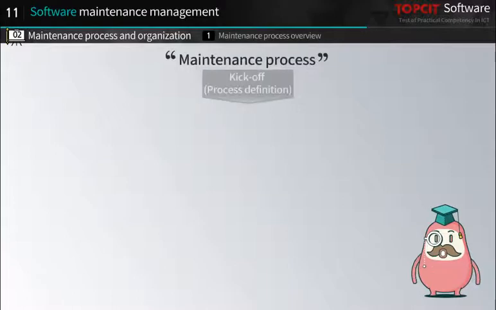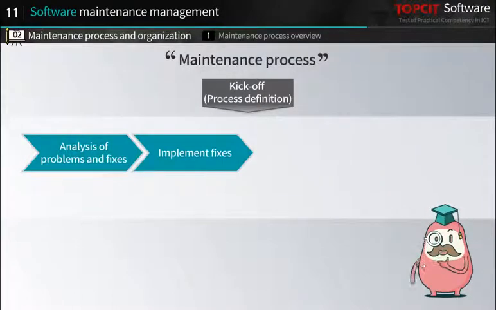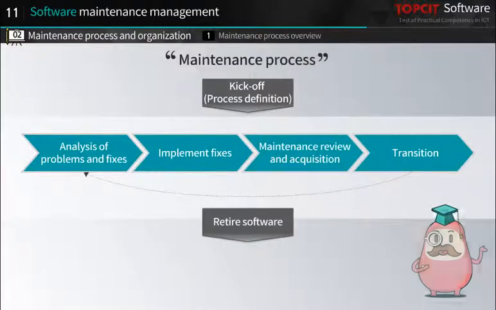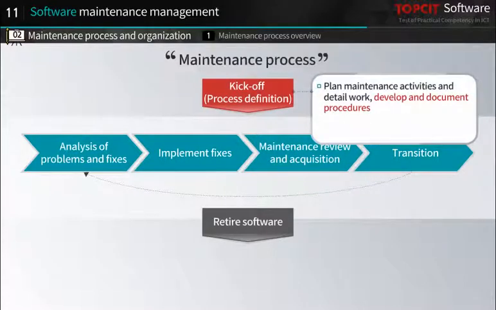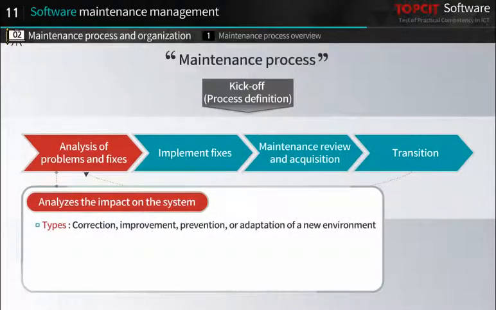The maintenance process will proceed to kick off, analysis of problems and fixes, implement fixes, maintenance review and acceptance, transition, and software disposal phases. Firstly, in the kickoff phase, we plan to carry out maintenance activities and detail work, develop procedures, and document them. The problem reporting and modification request processing procedures will proceed as well. The analysis of problems and fixes phase analyzes the impact on the system. Therefore, it defines whether this is maintenance for correction, improvement, prevention, or adaptation to a new environment.